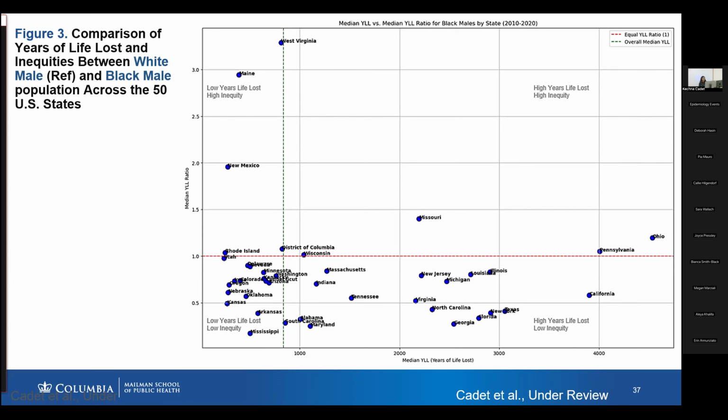This scatter plot shows the comparison of years of life lost and inequities between white males as the reference group and Black males across all 50 United States. To orient you to this graph, the upper right quadrant represents high years of life lost and high inequity. Looking at Black males, there are certain states of concern, with high inequity and high years of life lost, including Ohio, Pennsylvania, Missouri, and Wisconsin. If you look into the literature, these are some of the Rust Belt states, where we also saw high deaths of despair. So these states may reflect systemic disparities, whether in terms of healthcare access or social determinants of health, or in economic inequalities.